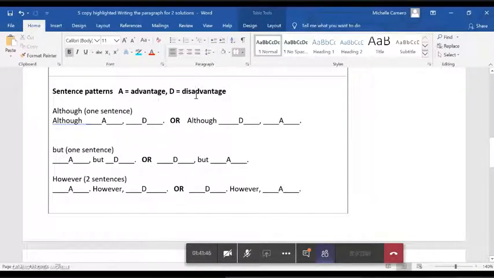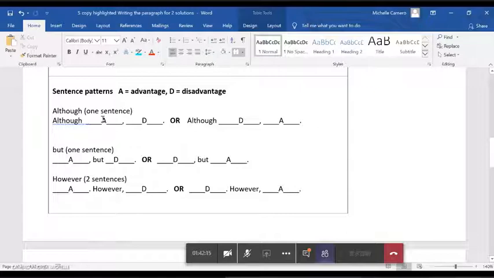Now remember, English is an SVO language, so you're not just going to write although and just write the words advantage or disadvantage. You do need to put a subject, verb, and an object, and somewhere in the SVO will be the advantage or somewhere will be the disadvantage, but I'm just trying to keep it very simple, okay? So when you use although, you're going to use although in one sentence, and you will notice that you use although at the beginning of the sentence. So you can use although and then say the advantage, comma, and then the disadvantage, full stop.